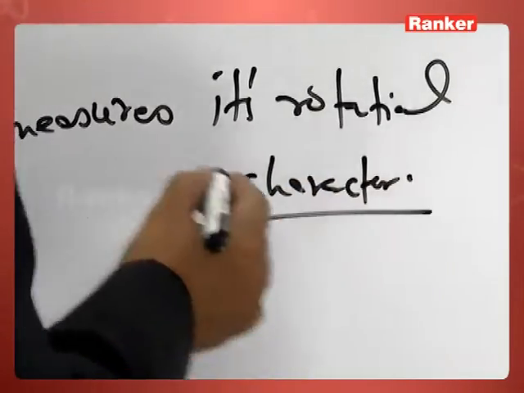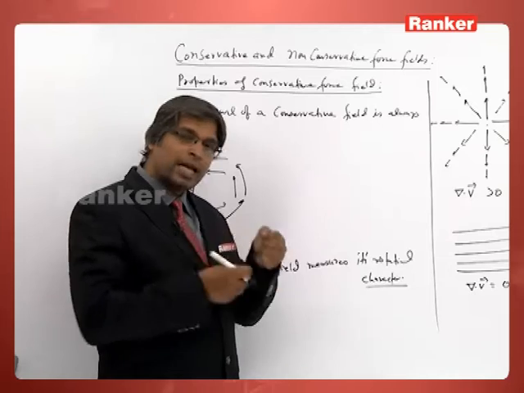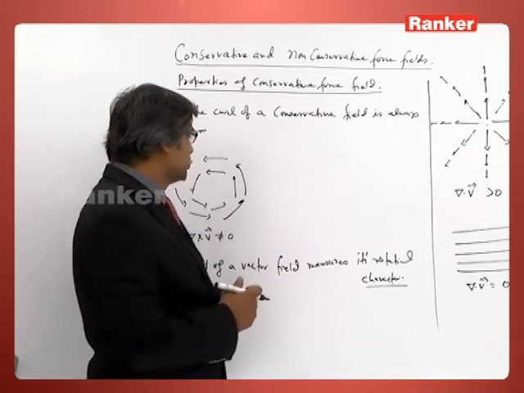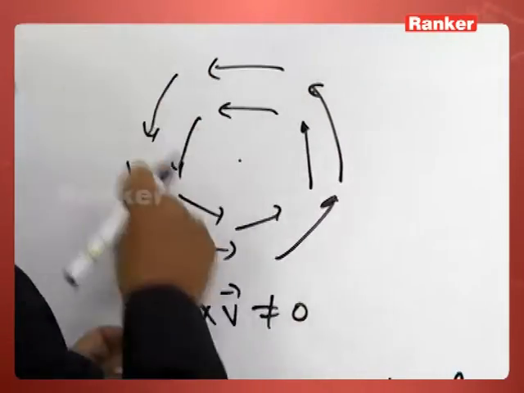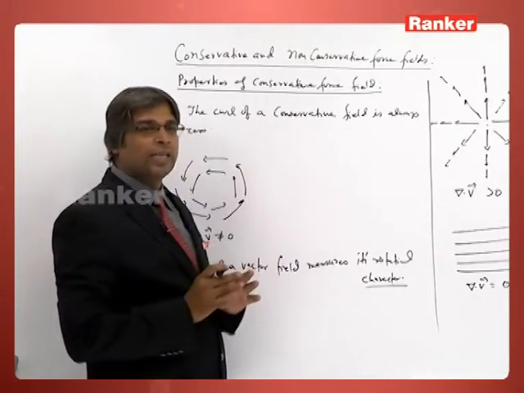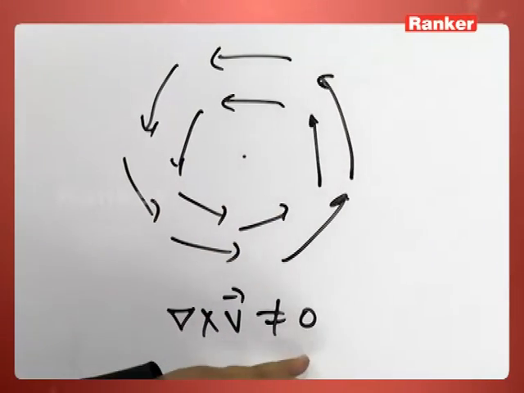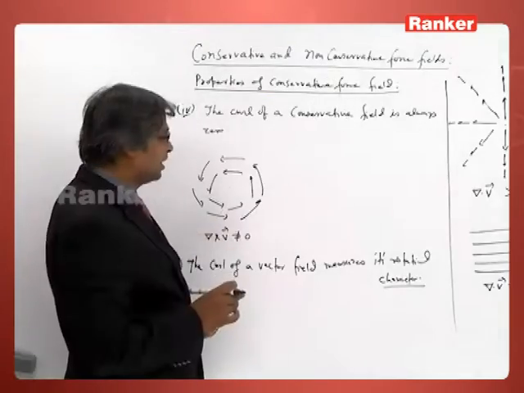So curl of a vector field measures its rotational character. If we have a rotating field, it will have a finite curl. So this is a finite curl. If the field is rotational, then it is 100% non-conservative. If this is non-zero, it becomes non-conservative. If it is zero, it is conservative.